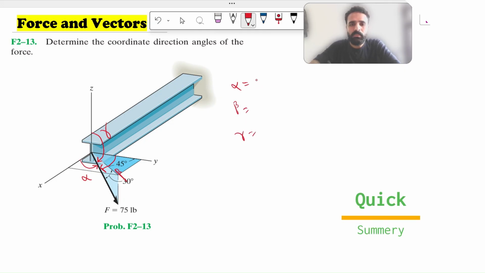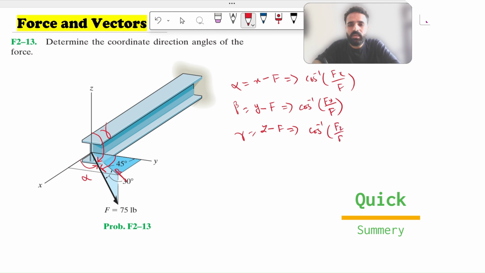What is alpha? Alpha is basically the angle from the x-axis to the force. Its formula is cosine inverse of Fx divided by F. This is the formula for the direction angle alpha, which starts from the x-axis to the force. Beta is the angle from the y-axis to the force. Which force? This force, which is 75 pound, and it is equal to cosine inverse of Fy divided by F. And gamma is the coordinate direction angle measured from the z-axis to the force, and its formula is cosine inverse of Fz divided by F. So these are the formulas for alpha, beta, and gamma.